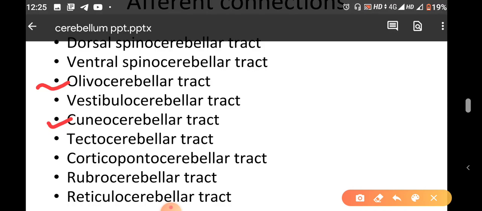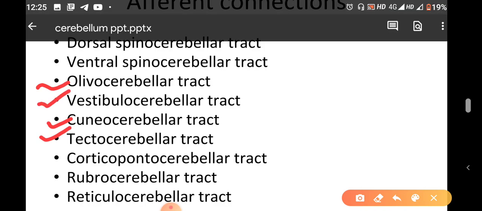The tectocerebellar tract arises from the superior and the inferior colliculi of the tectum of the midbrain and enters the cerebellum via the superior cerebellar peduncle. It carries visual impulses from the superior colliculi and auditory impulses from the inferior colliculi.